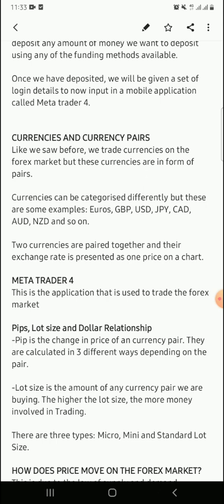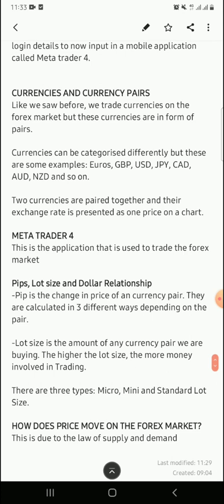So currencies can be categorized differently, but these are some examples. We have the euros, we have the GBP or the Great Britain pound, we have the US dollar, we have the Japanese yen, we have the Canadian dollar, we have the Australian dollar, we have the New Zealand dollar, and so on and so forth.